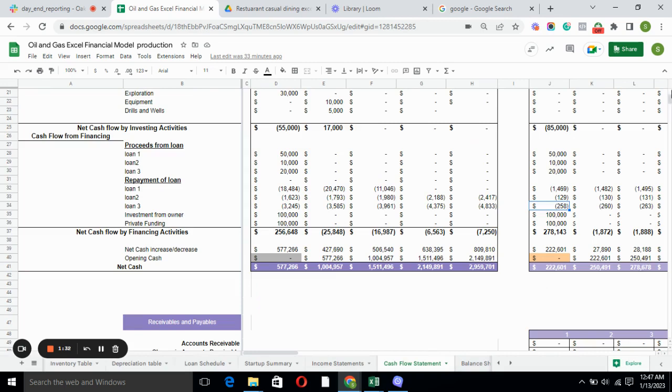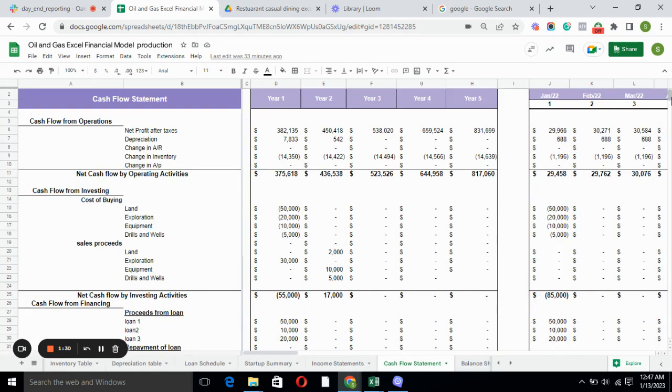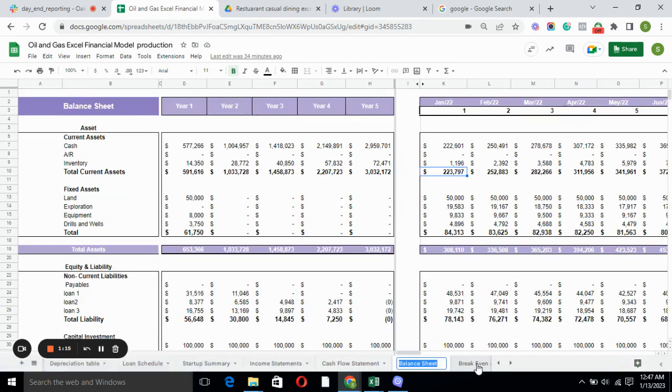In the cash flow statement, we have cash flow from financing, operating, and investing activities, and moreover, it tells you whether the cash is generated from operating, investing, or financing activities. Furthermore, it tells you the outflow and inflow of cash, which is very important for the business.